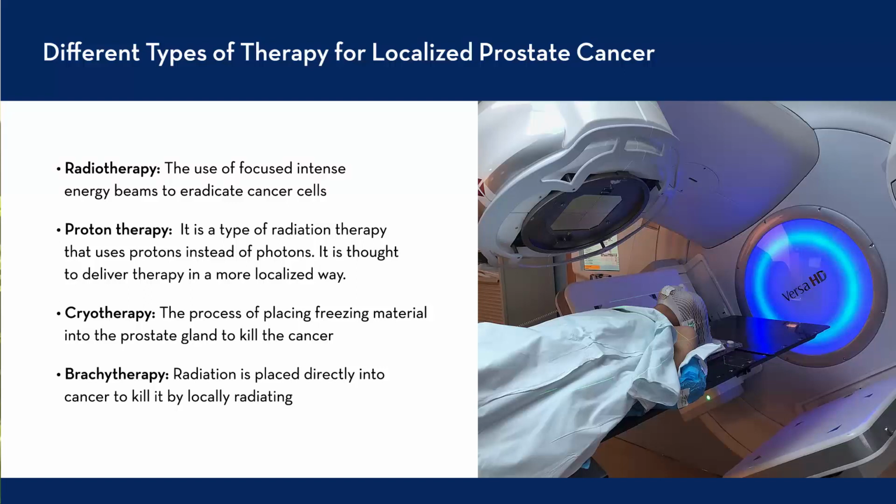I should also mention that localized radiotherapy can also be given by placing radioactive seeds into the cancer, and this is called brachytherapy, where radiation is placed directly into the cancer and can kill the cancer by locally irradiating the cancer. Now, if a cancer has spread beyond the prostate gland, this will require systemic therapy.